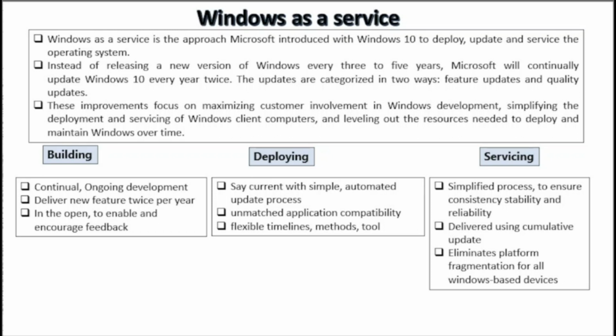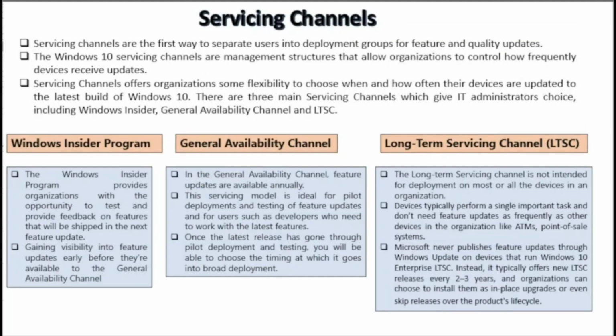Servicing channels are the first way to separate users into deployment groups for feature and quality updates. Currently, there are three servicing channels, each of which provides a different level of flexibility over when these updates are delivered to the client computer. These channels are the general availability channel, the long-term servicing channel, and the Windows Insider program. Now let's talk about the servicing channels.